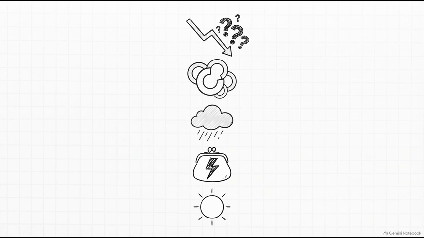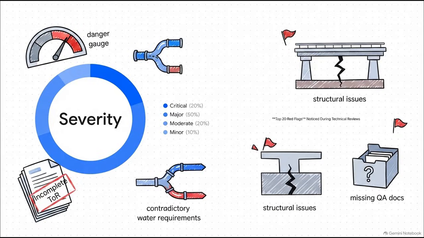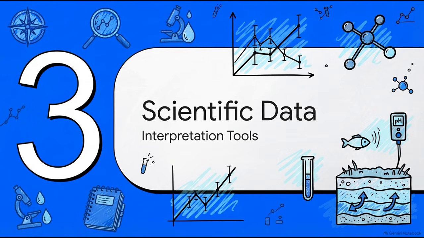It's a mess. When we actually break down the top 20 red flags that reviewers are actively hunting for, a pretty terrifying pattern emerges. Look at this. 14 out of 20 are classified as either major or critical failures. We're talking about severe structural issues here. Things like contradictory water requirements across different chapters, incomplete terms of reference compliance, or totally missing quality assurance documents. Guys, these aren't just typos. These are fundamental breakdowns in scientific defensibility. Which brings us to the cure.